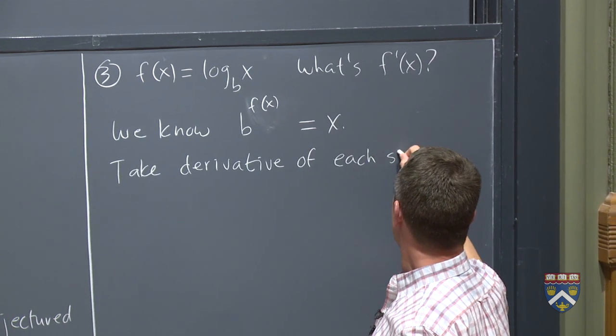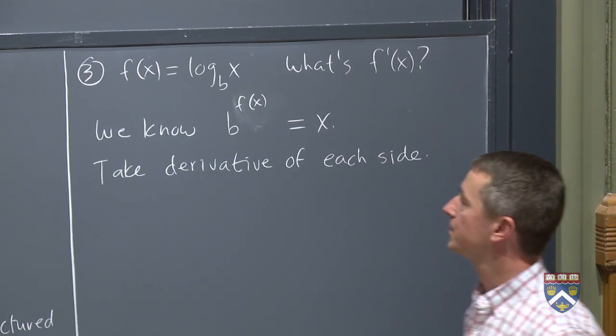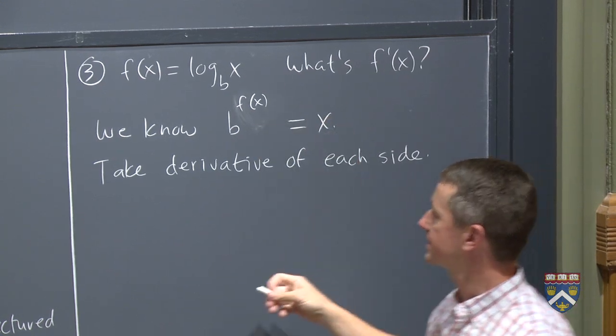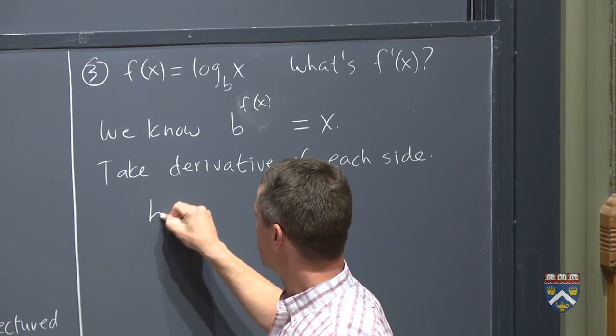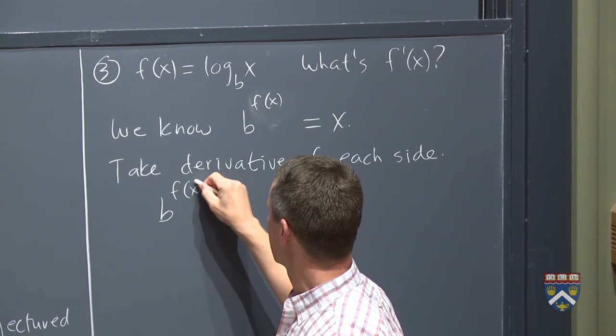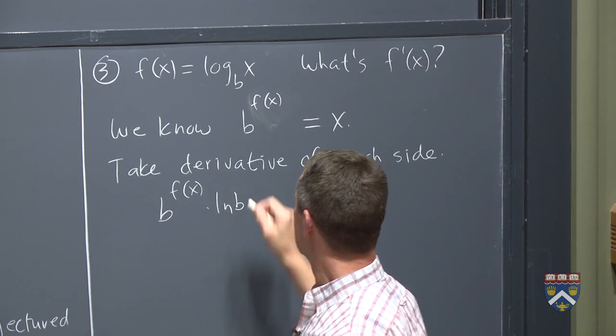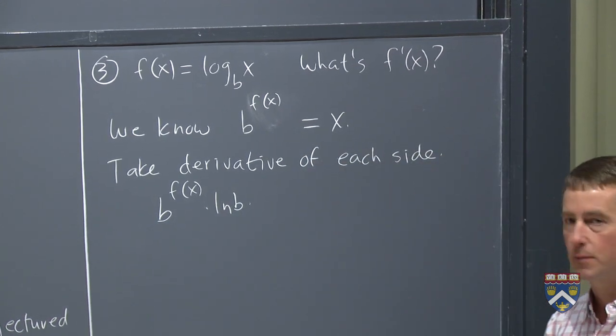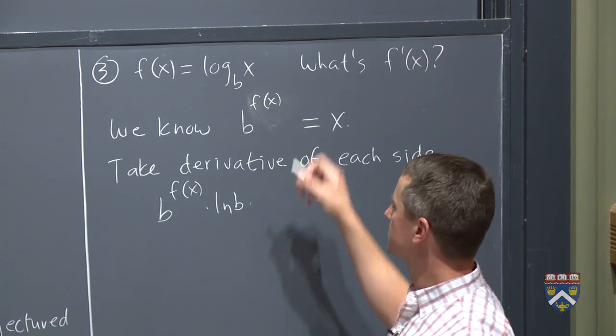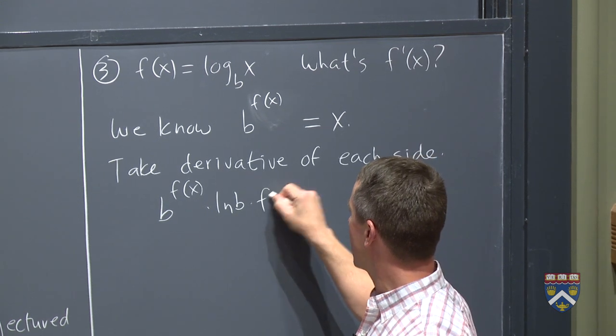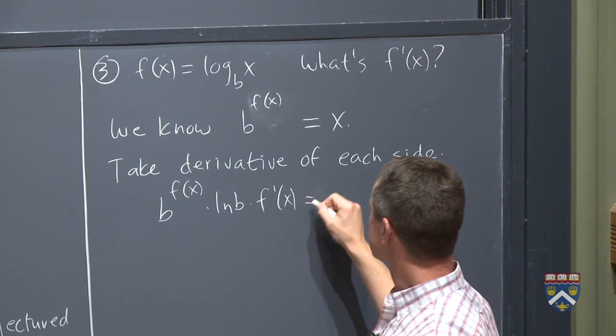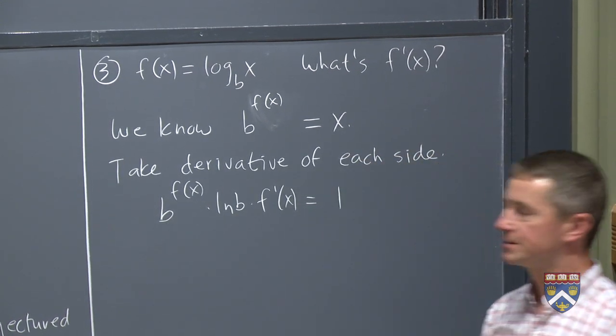And because we know the chain rule, we're going to be able to do this. So the derivative of b to the something is what? It's b to the very same something, ln of b. Chain rule says we're not through yet. We have to take the derivative of the inside. So the derivative of the inside, we just call it the name f prime of x. And the derivative of x is still 1.